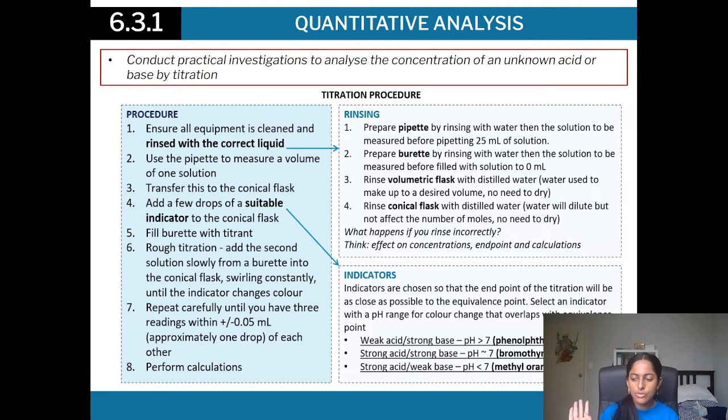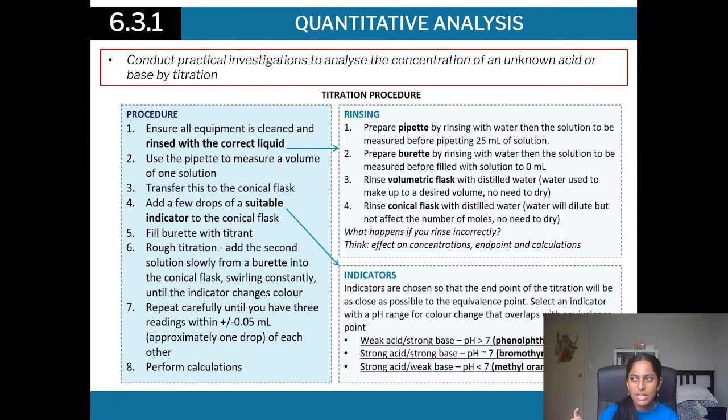Next is to do the next 3 sets of titrations. So you pretty much just repeat this very carefully until you've got 3 readings. When you're doing your next titrations, it's really important that you're careful of how much liquid is going from the burette into your conical flask.